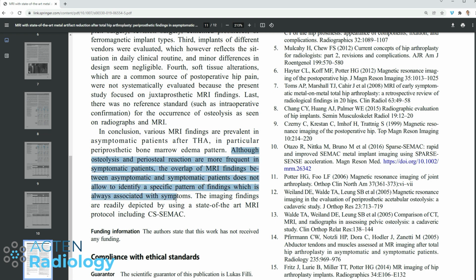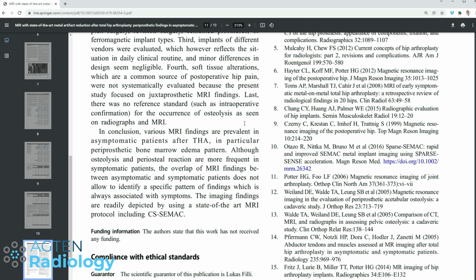And I think the conclusion here, again: although osteolysis and periosteal reaction are more frequent in symptomatic patients, the overlap between asymptomatic and symptomatic patients does not allow identifying a specific pattern of findings which is always associated with symptoms. And this is just something to keep in mind even if you see a periosteal reaction. So ask the clinician, where is the pain, does it fit? And I think that way you can narrow the answer down. But normally we don't scan asymptomatic people. It's just maybe if a patient gets an MRI because of maybe a tendon problem or iliopsoas bursitis and you see some periosteal reaction, it might actually not be the clinically relevant finding. Something to keep in mind.